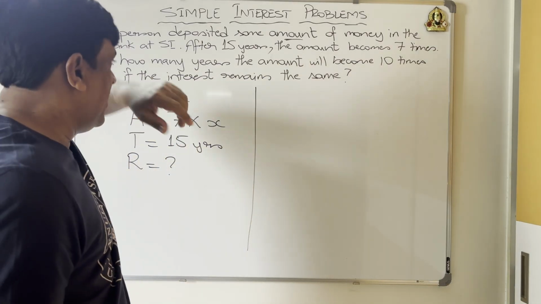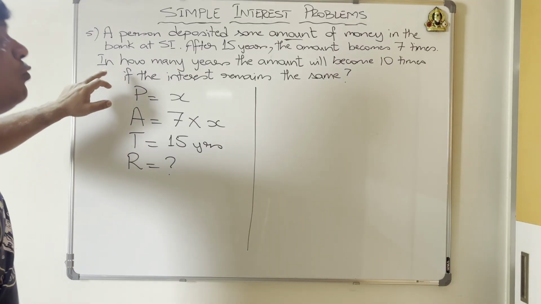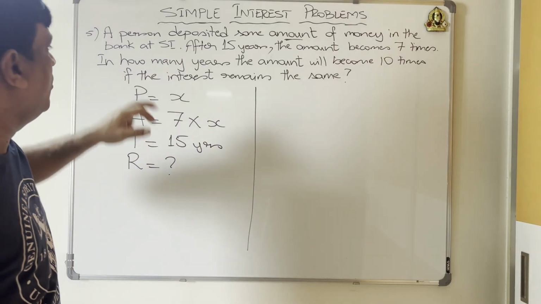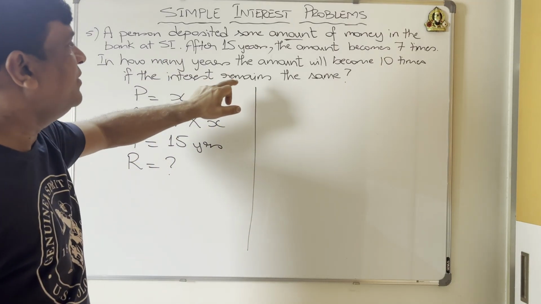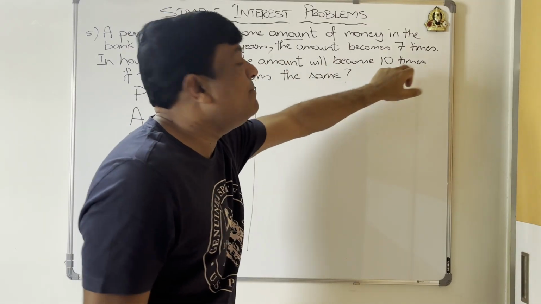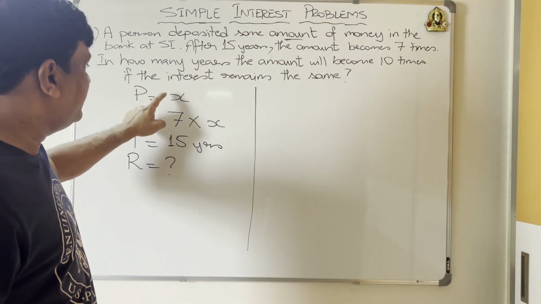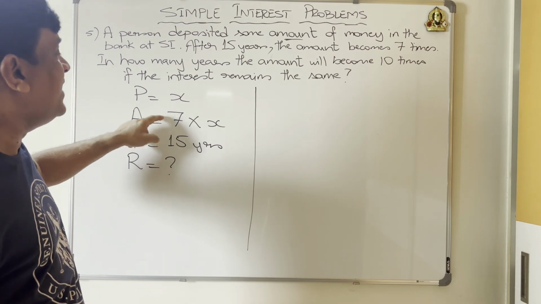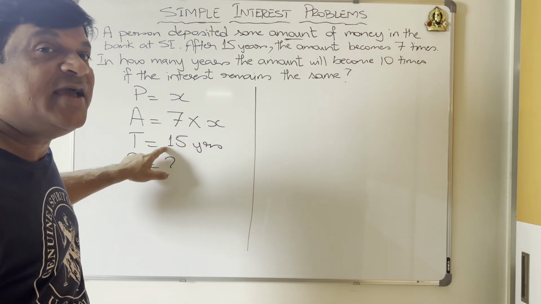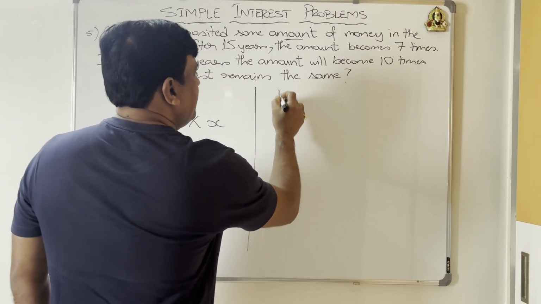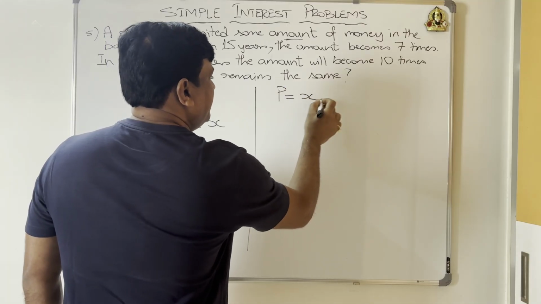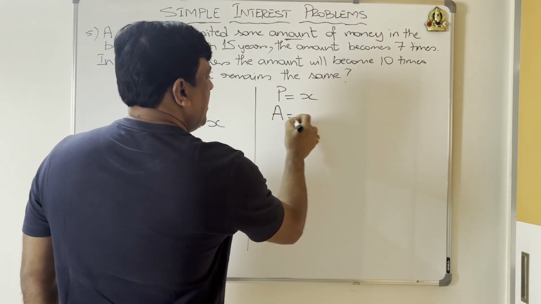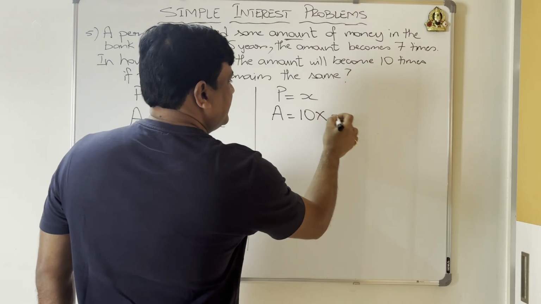Now go to the second part. What are they trying to say? What are they asking you to find out? In how many years the amount will become 10 times? The same amount will become 10 times and they're asking you to find the time. So your principal remains the same. Your principal is X. Your amount becomes 10 times of X.